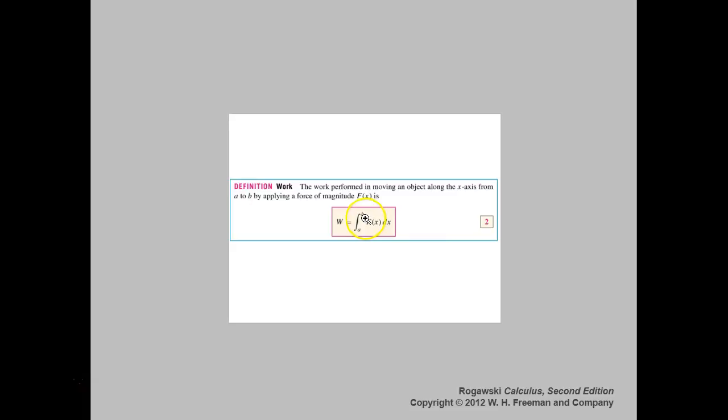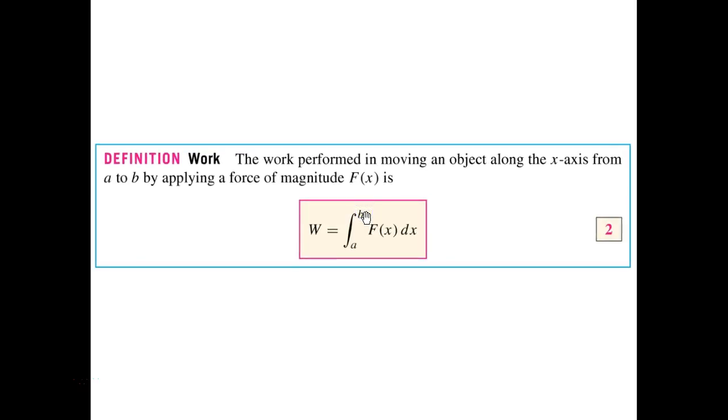Definition of work. And again, you've had physics, so this is nothing new to you. I don't know about the other guy, Theo. He's in physics. Work is the work performed in moving an object along the x-axis from A to B by applying a force of magnitude f of x, which implies a variable force. Then that work is the integral from A to B of f of x dx. So there's the simple way to write that.